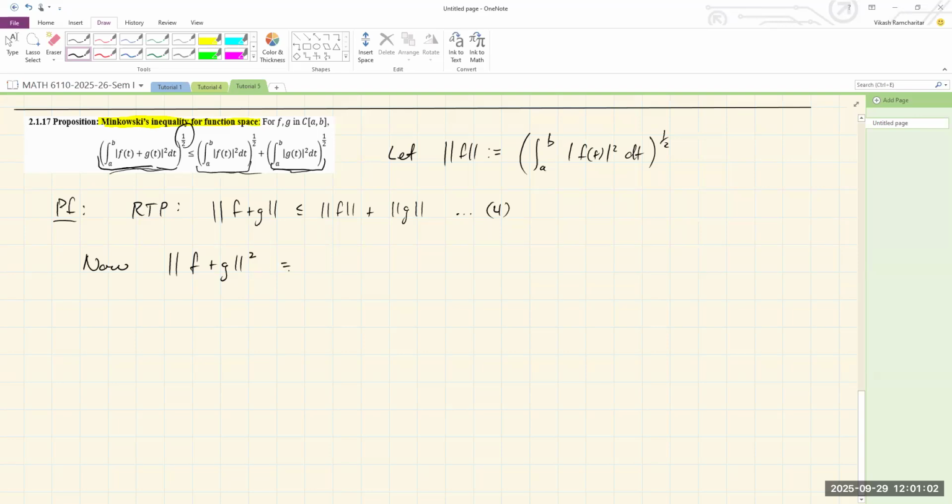So this is just equal to, by definition, the integral from a to b of the modulus of f of t plus g of t, squared, dt. I don't have the square root here because I'm taking the norm to be squared. And in the last step, whatever I get, I'll just square root both sides and try to recover the Minkowski inequality, which is what I'm after.